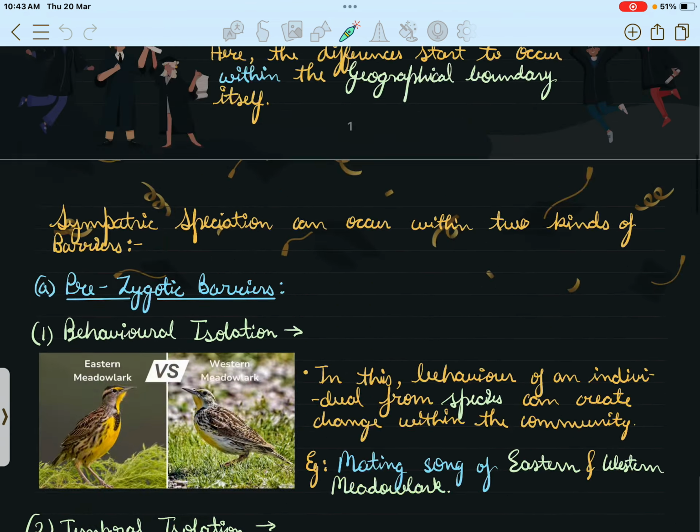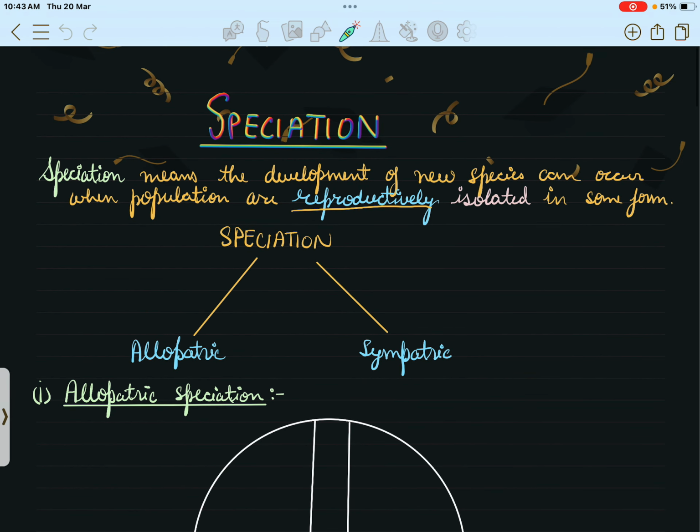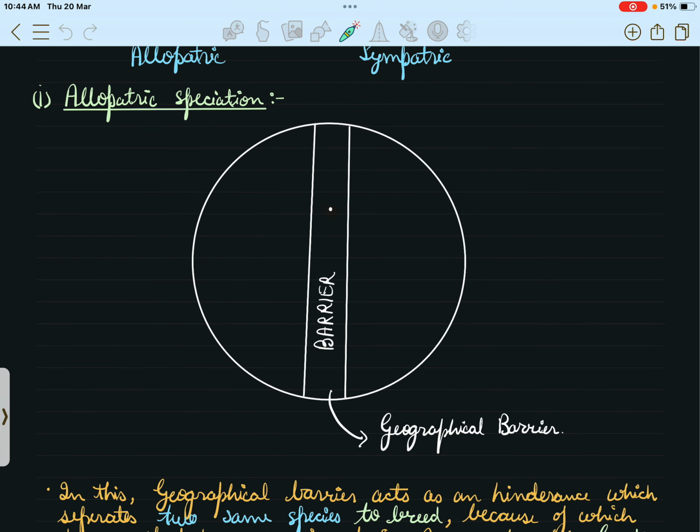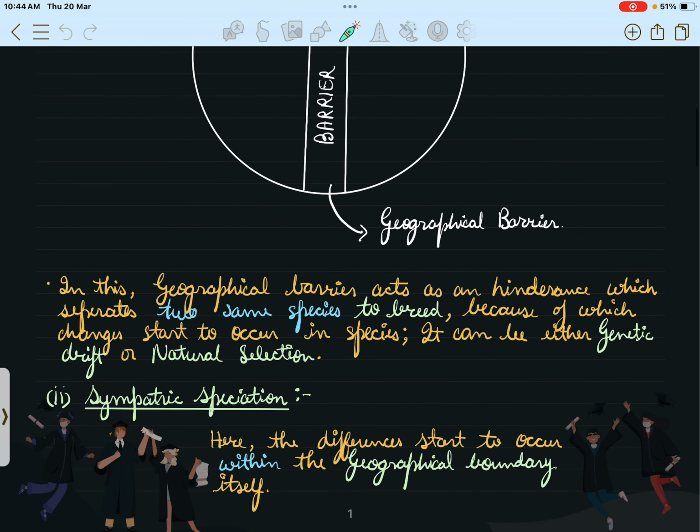So this was all about speciation. Speciation means development of new species can occur. So there's a word, can occur. Species can occur when populations are reproductively isolated. Speciation has two kinds: allopatric speciation and sympatric speciation. Allopatric speciation has a geographical barrier, and sympatric speciation doesn't have a geographical barrier, but it has a barrier inside the organism itself. I hope you understood this lecture.